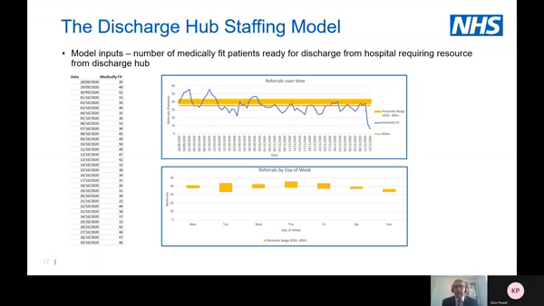On this slide, you can see the number of medically fit patients ready for discharge that require resource from the Discharge Hub. We can see trended data displayed over time and by day of the week. You can see that the pattern is relatively consistent across the week, but certainly there is a reduction on a Sunday.